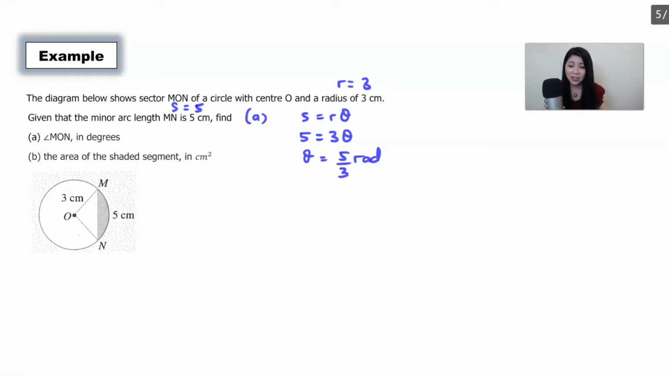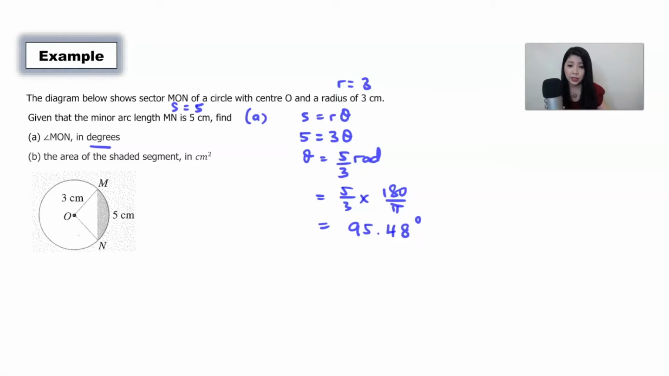But in the question, they ask you to give your answer in degrees, which means that we have to convert the radian to degrees. How to convert from radian to degrees? We multiply by 180 over pi, and then we take pi as 3.142. So let's calculate this. 5 over 3 times 180 divided by 3.142, so we get 95.48. So 95.48 will be the answer for A. Now let's solve for B.